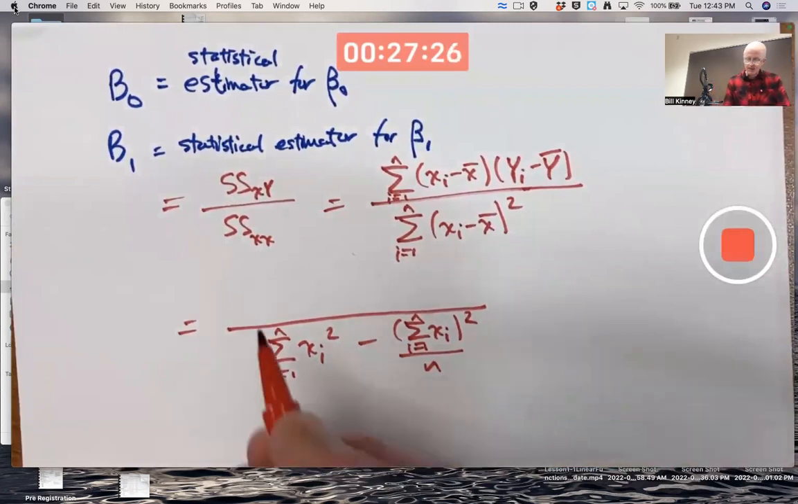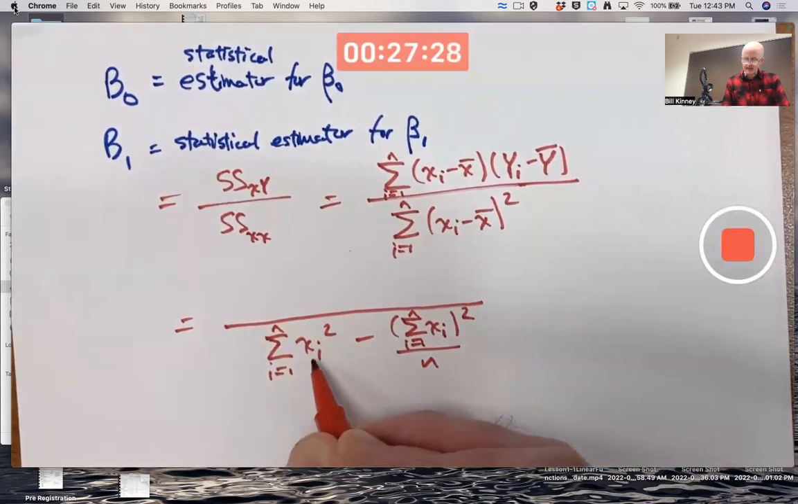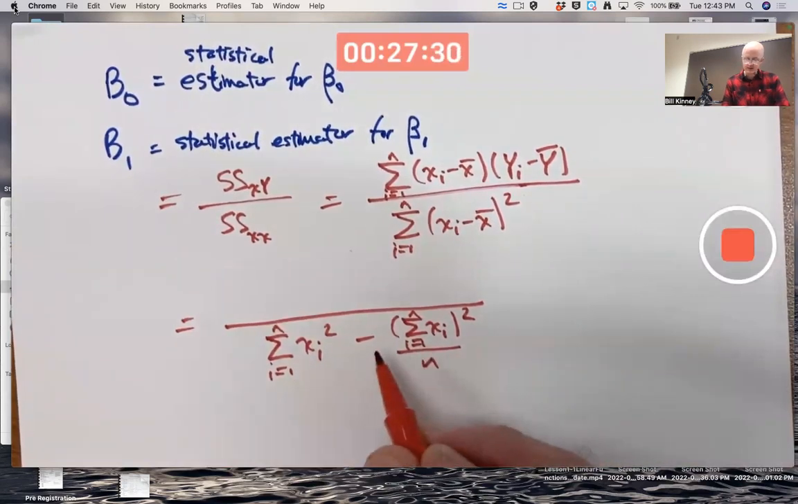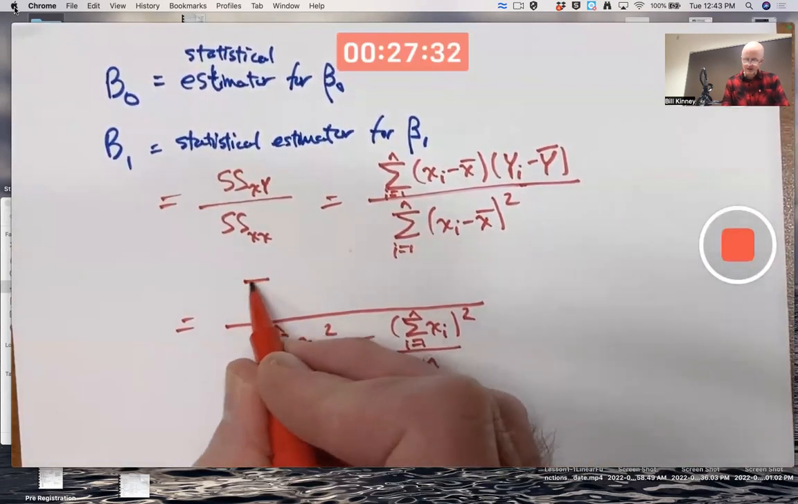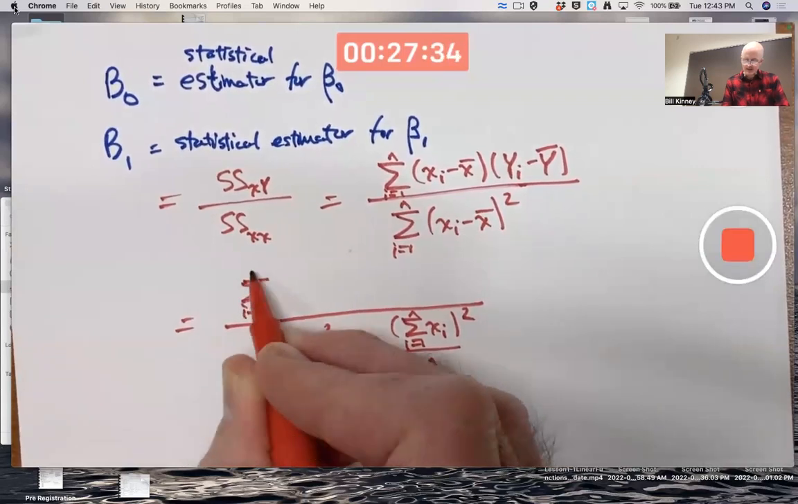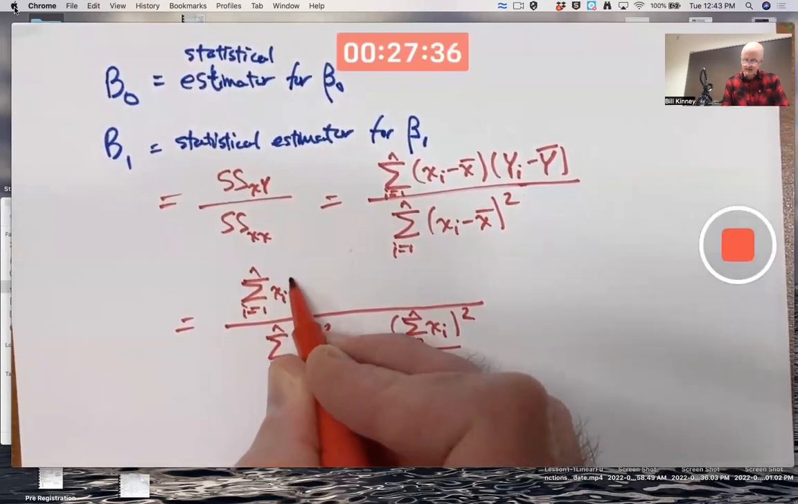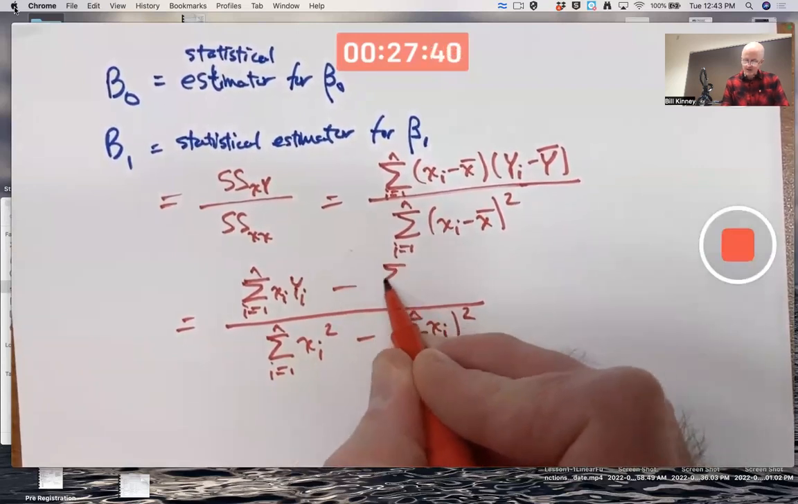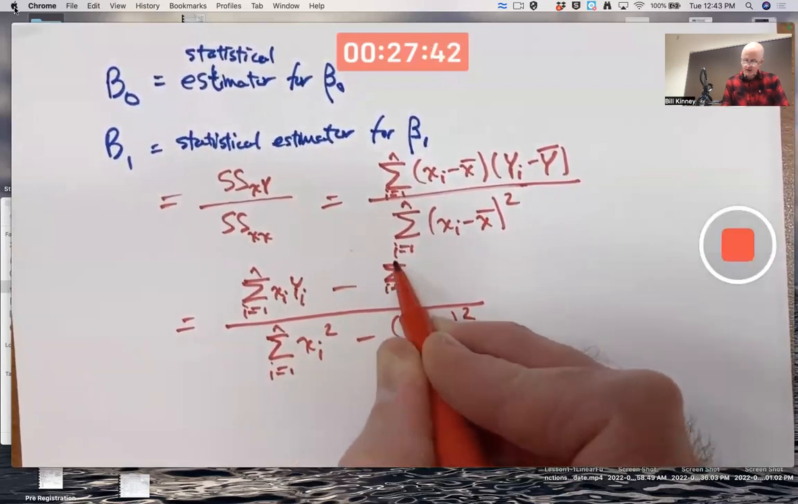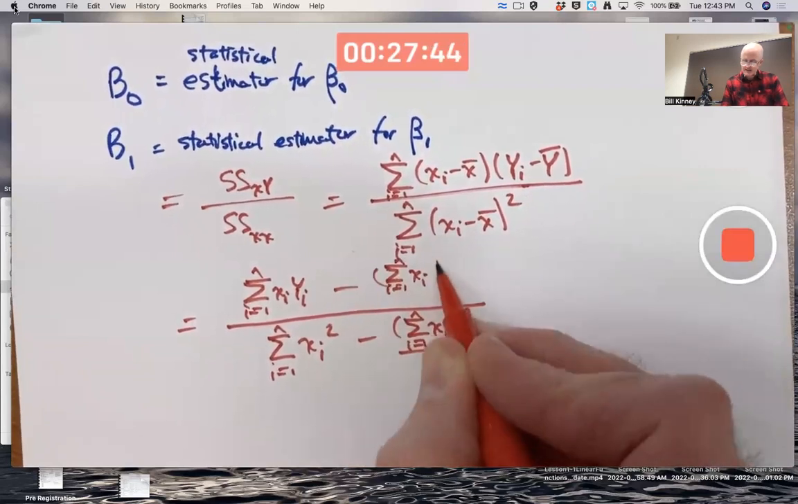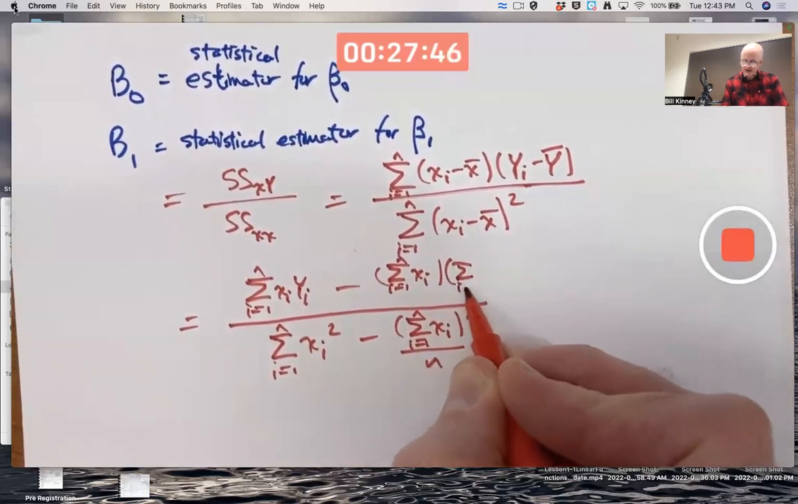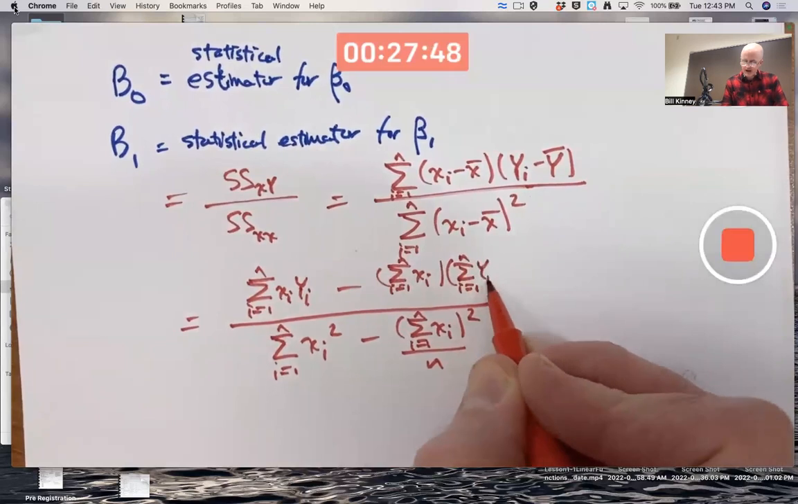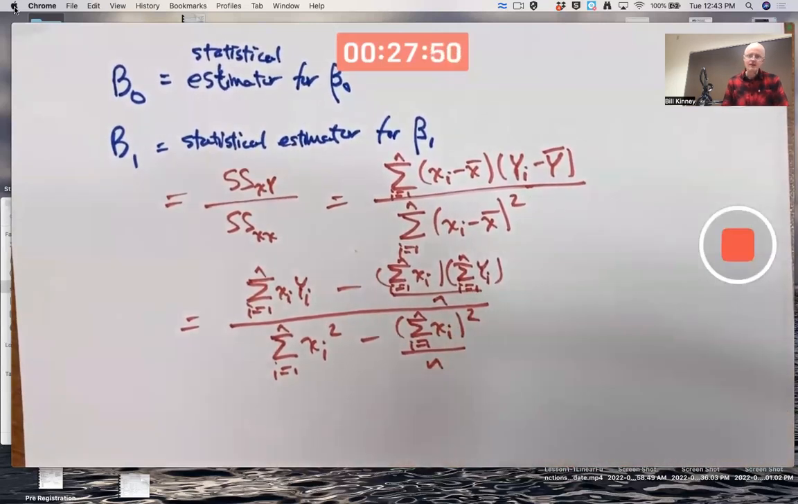And the one on the top is something similar, except that one of the x's gets replaced with a y. In other words, you get sum i goes from 1 to n of little xi times capital Yi minus a fraction, sum i goes from 1 to n of xi times sum i goes from 1 to n of capital Yi, all divided by n.